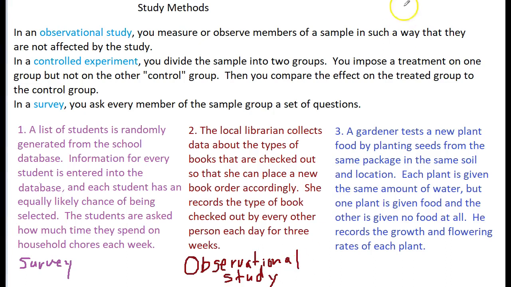Okay, and let's look at number 3. A gardener tests a new plant food by planting seeds from the same package in the same soil and location. Each plant is given the same amount of water, but one plant is given food and the other is given no food at all. He records the growth and flowering rates of each plant. Well, this is a controlled experiment, definitely, because there's a control group and an experimental group. So, controlled experiment.